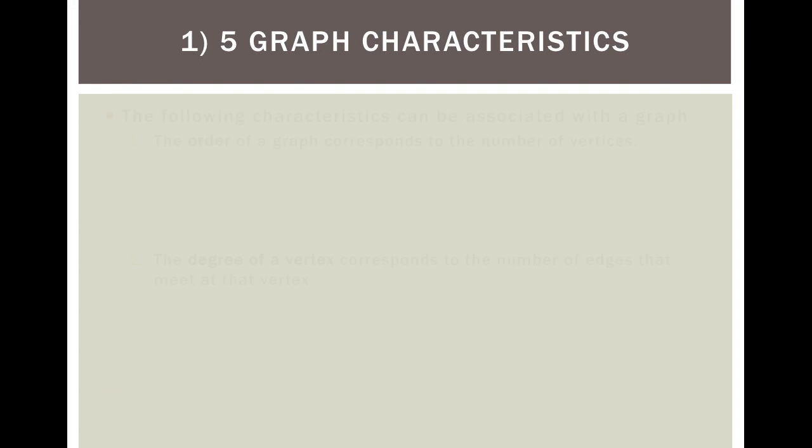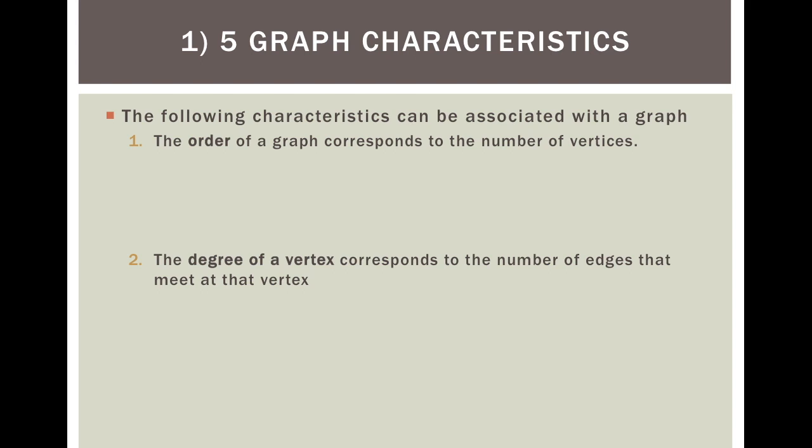We're going to talk about characteristics of a graph. Now, there are 5 of them. This slide has the first 2. The following characteristics can be associated with a graph. The order of a graph corresponds to the number of vertices, and the degree of a vertex corresponds to the number of edges that meet at the vertex.